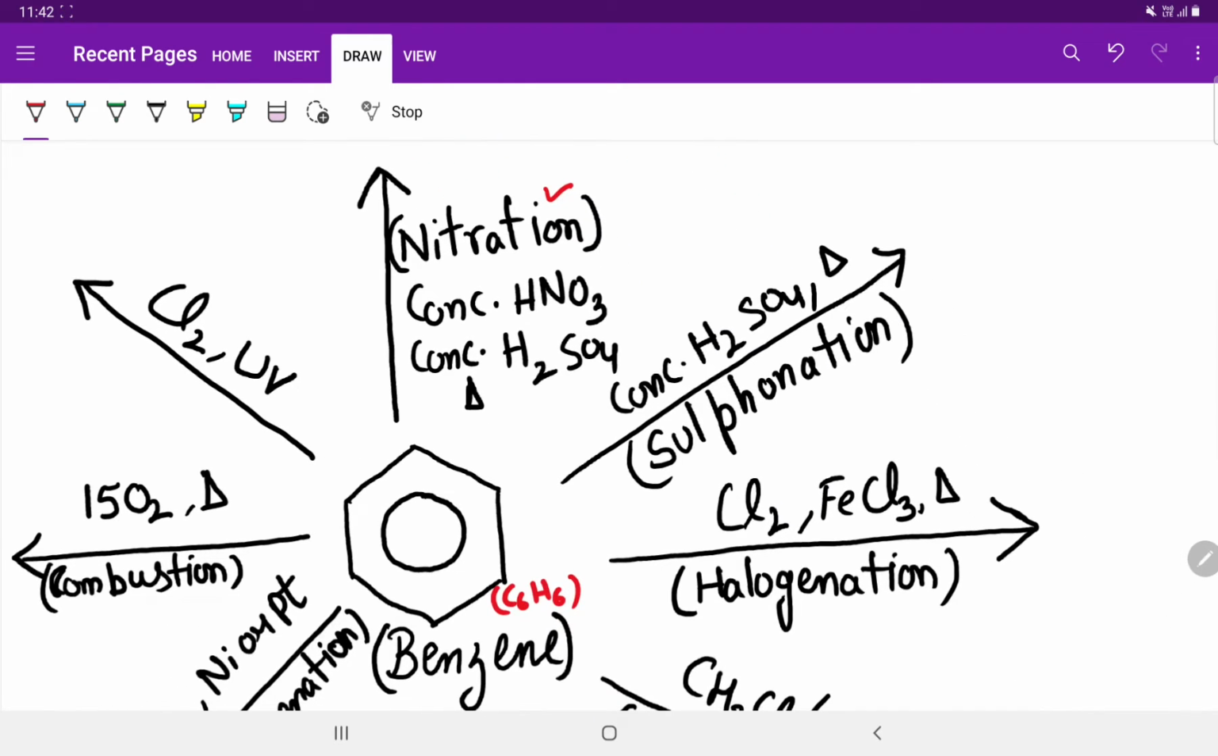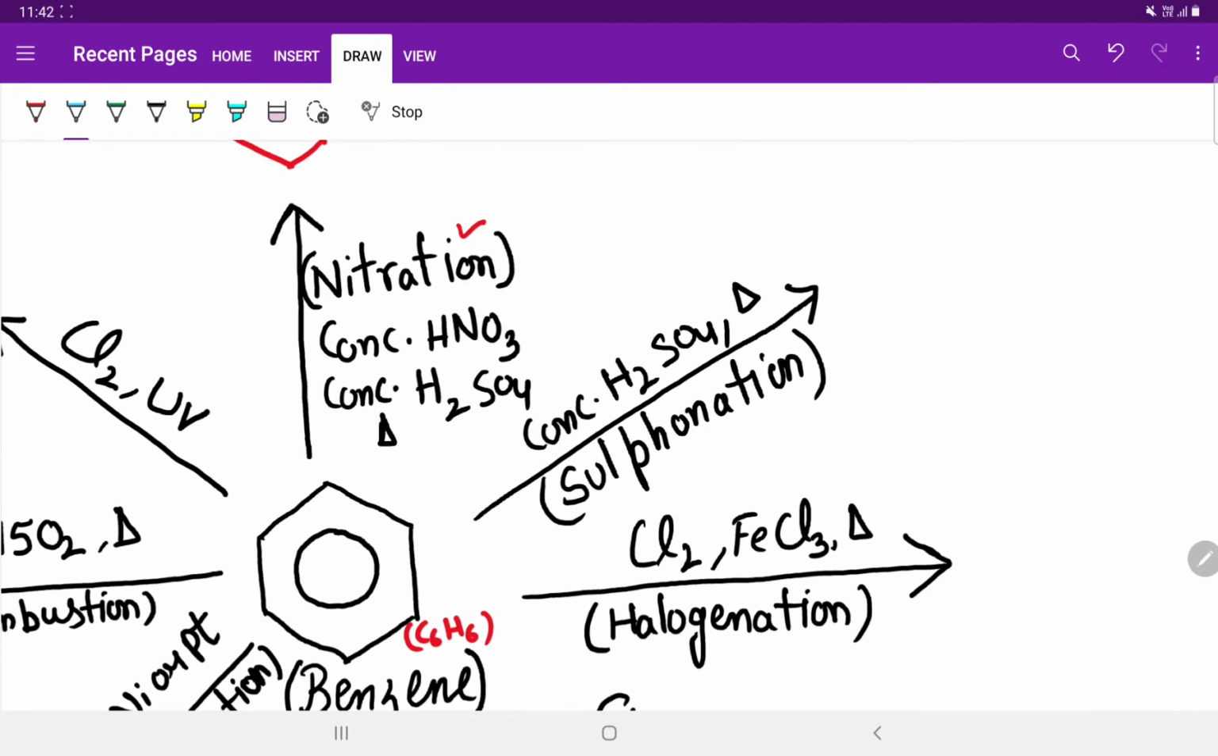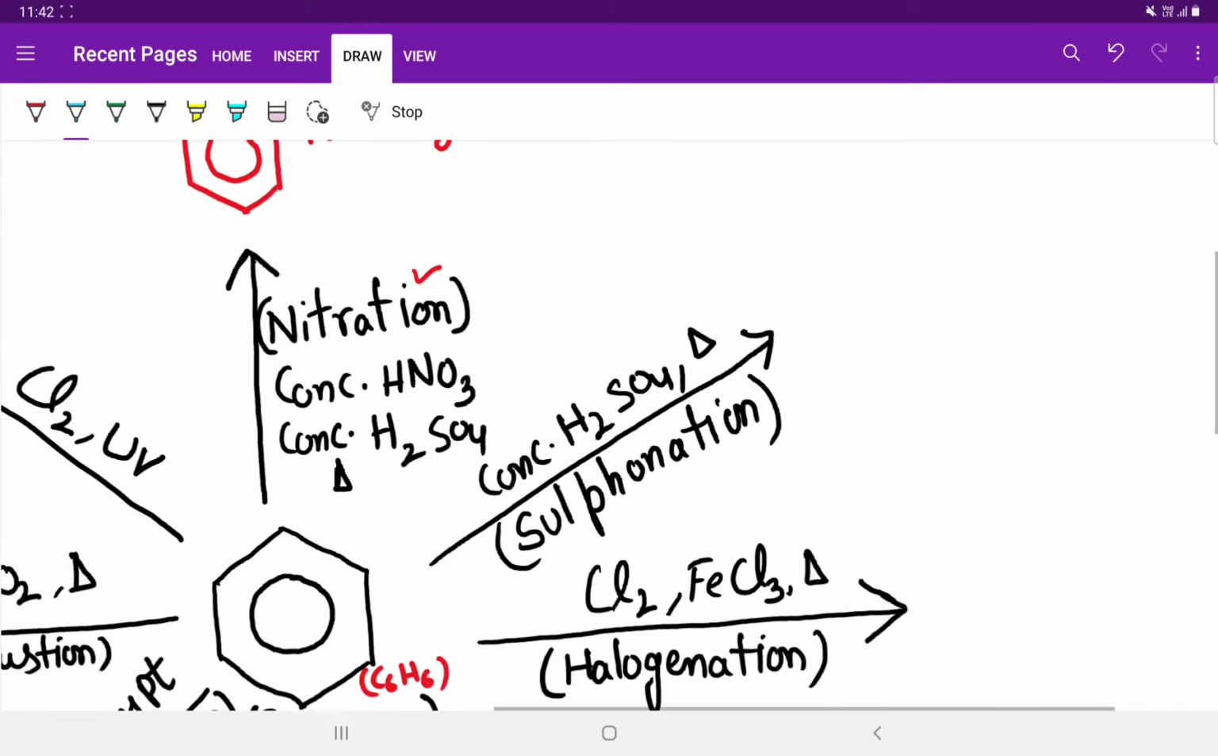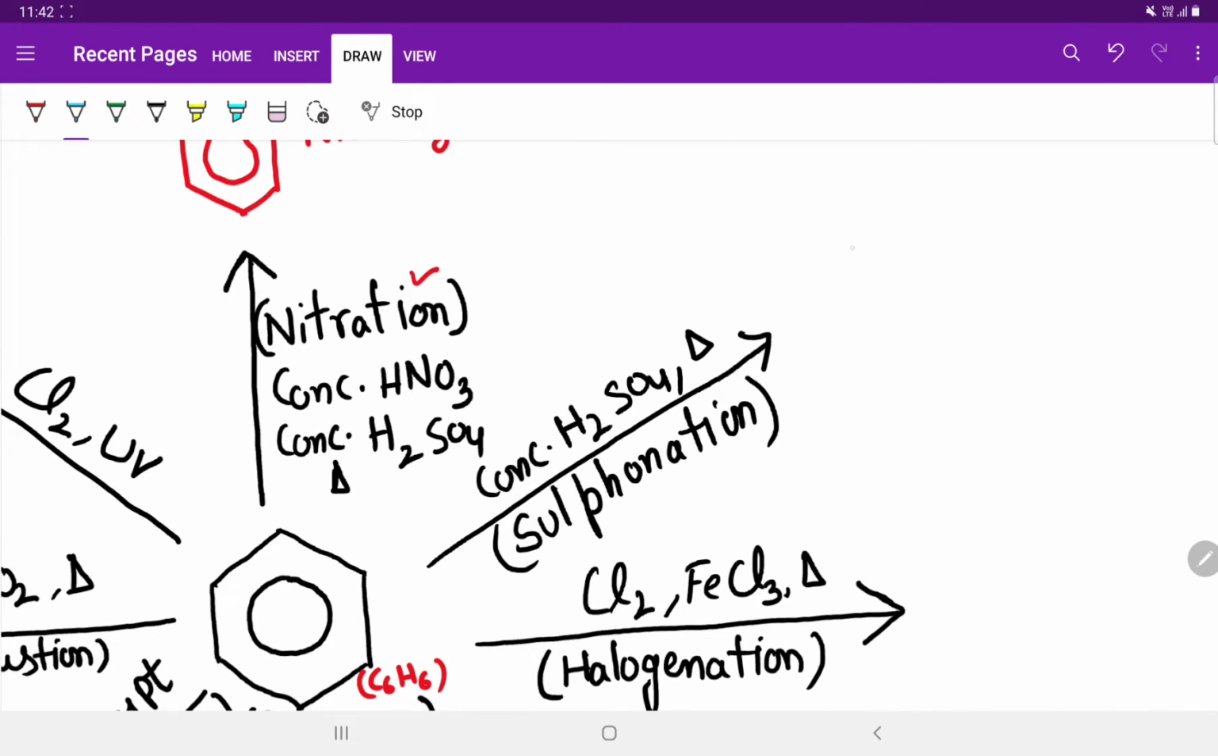The next reaction is the sulfonation reaction that takes place in the presence of concentrated sulfuric acid, and this is heated to form benzene sulfonic acid. So addition of an SO3H group on the first position, known as benzene sulfonic acid. Here SO3H is added and this compound is known as benzene sulfonic acid.